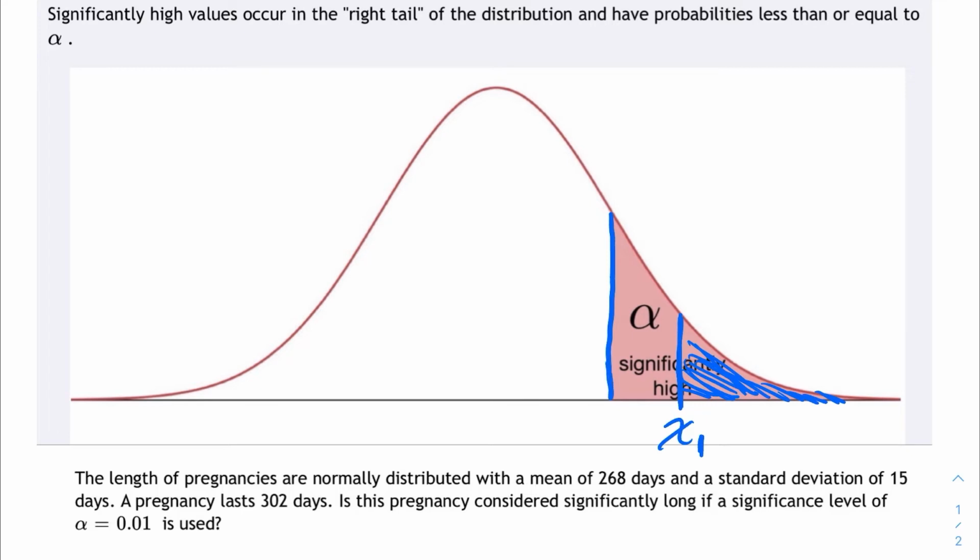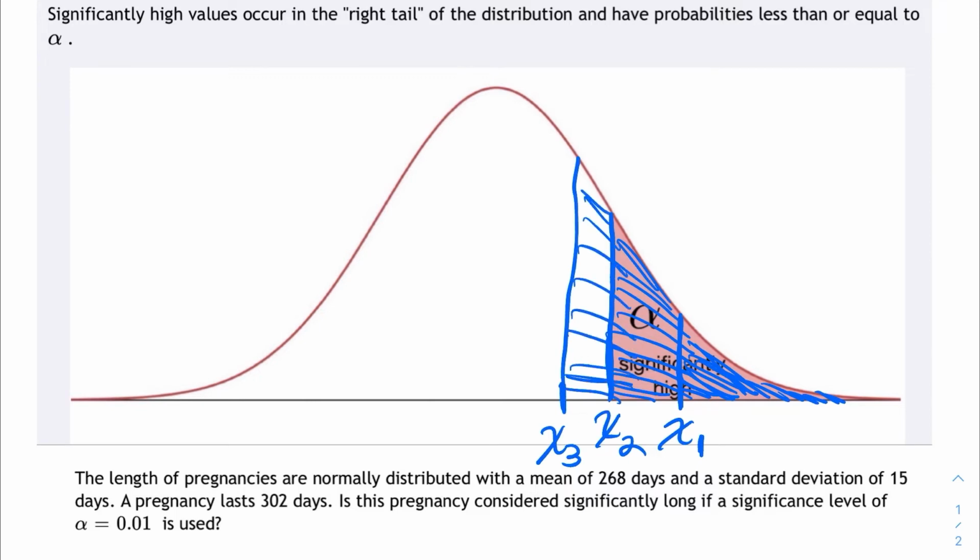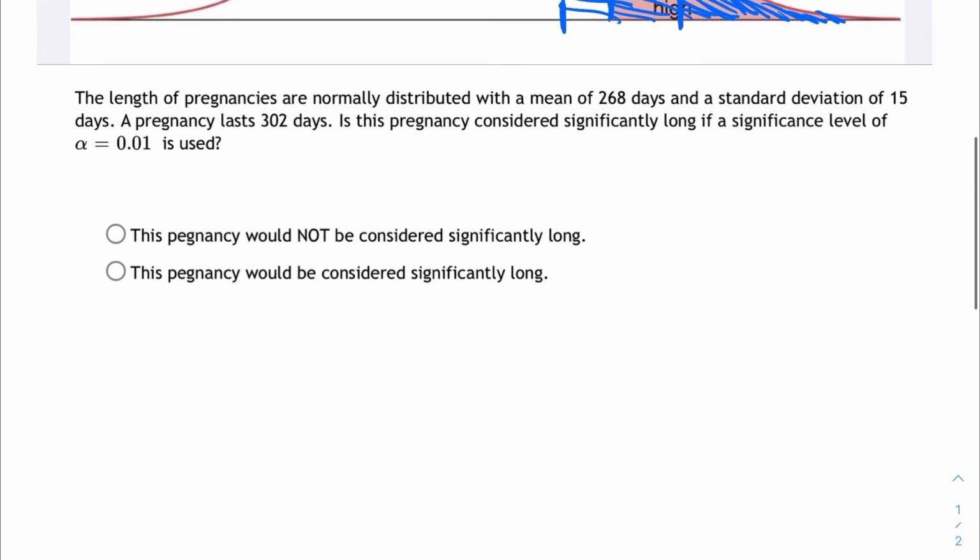Now, here's x2, for instance. If you notice x2, the area to the right of x2 is exactly equal to alpha. X2 would also be considered significantly high. On the other hand, the area to the right of x3 is larger than alpha. So that value would not be considered significantly high. So if we get a probability value that's larger than the significance level, that value is not considered significantly high or low. Okay, so let's look at this example here to formalize that.